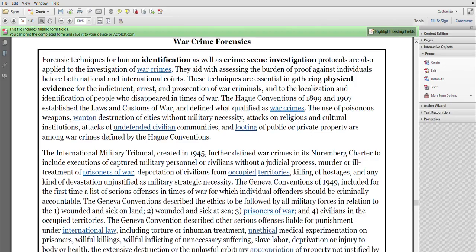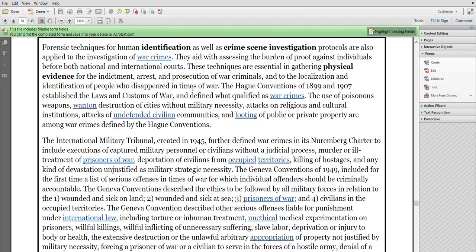War crime forensics. Forensics techniques for human identification as well as crime scene investigation protocols are also applied to the investigation of war crimes. If you click the link here, it brings you to the encyclopedia that gives you the definition. They aid with assessing the burden of proof against individuals before both national and international courts. These techniques are essential in gathering physical evidence for the indictment, arrest, and prosecution of war criminals, and to the localization and identification of people who disappeared in times of war.